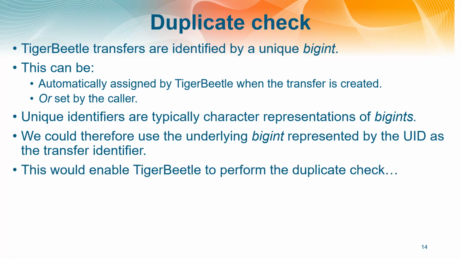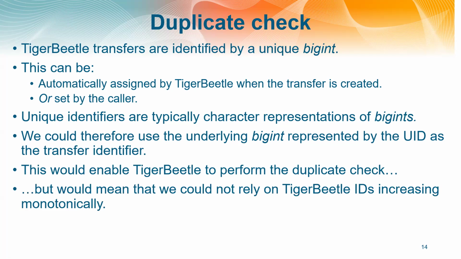Doing this would enable TigerBeetle to perform the duplicate check, because one of the things that TigerBeetle does at present when a transfer is created is to check if an ID has been given for the transfer, that ID hasn't already been used anywhere in the system. And if it has, it rejects the transfer. So this effectively gives us a way of doing the duplicate check in TigerBeetle rather than doing it separately in Mojaloop.